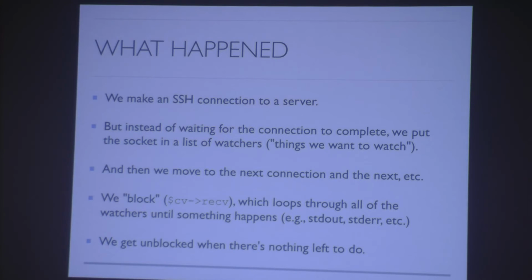Now, we don't really block. What we're doing, the CV receive, if you remember, it goes into the event loop. So it looks like it's blocking. We call it a sync point. The code does stop there. The code doesn't proceed, but when you call loop, it's going out to that event loop, whatever that might be. You can use any event loop that you prefer here. And it loops through all the watchers waiting for something to happen. And then we finally get unblocked when there are no more things to do.